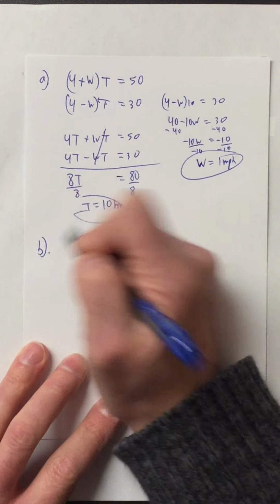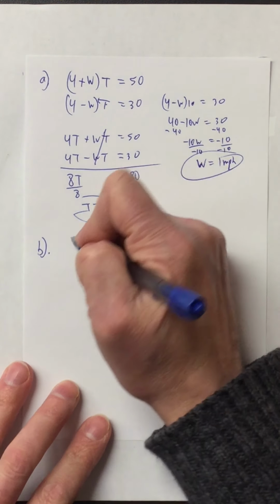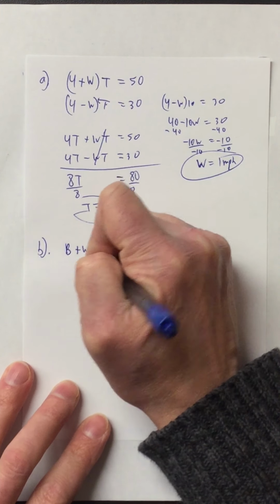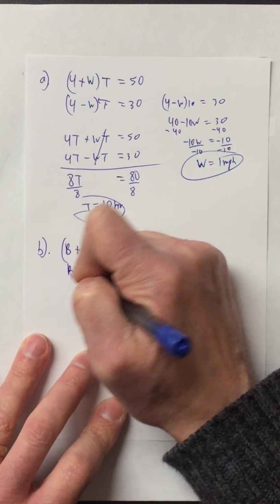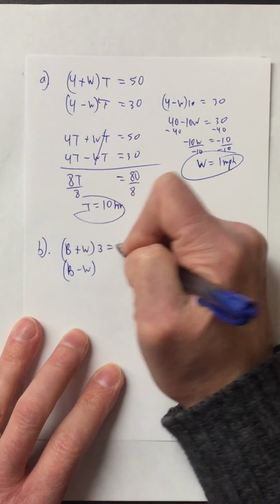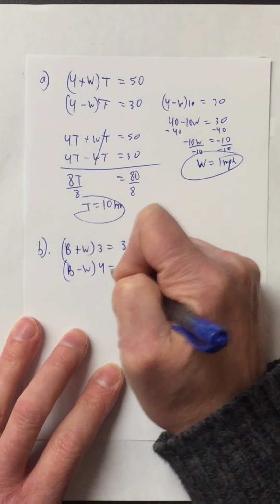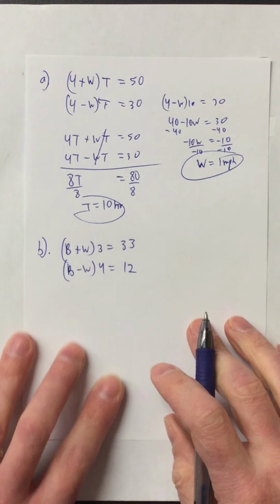Okay, practice problem B. The sloop Zoli could go 33 miles downstream in 3 hours, but required 4 hours to go 12 miles upstream. We need to know the speed of the boat and the speed of the current. So we don't know what the boat is, but we do know going downstream, it was 3 hours, and that's equal to 33 miles. Upstream, 4 hours, and equal to 12 miles.